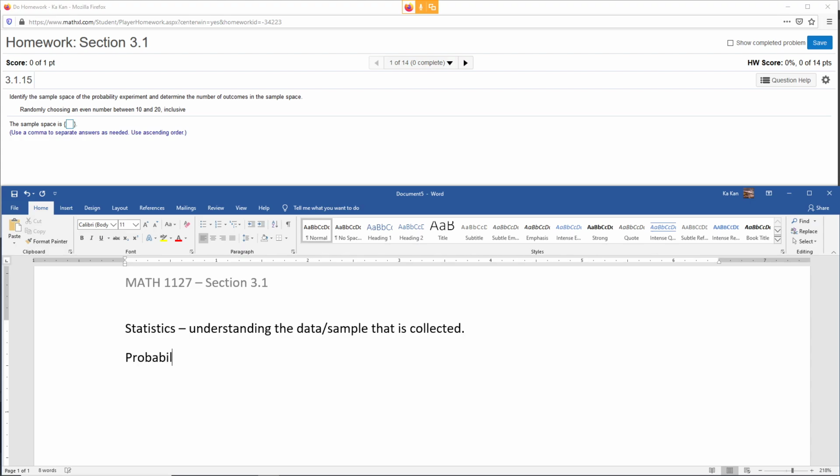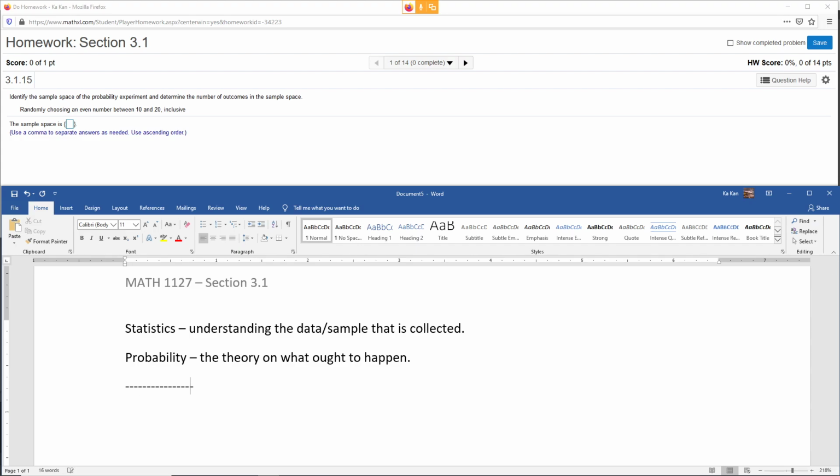Probability though is about the theories on what ought to happen. So it's about theories, not based on the empirical data that you already have. Now, in the future, we're going to combine those two disciplines together. But now we're just going to focus on probability. So I want to go through some of the homework problems as I go through this, just so that you can see exactly what's going on.